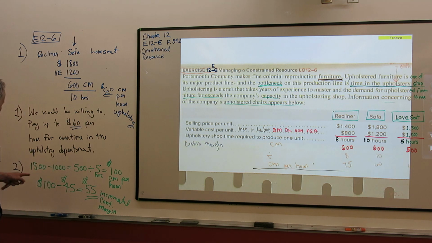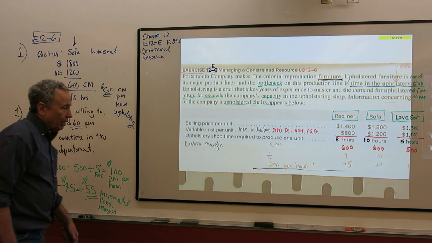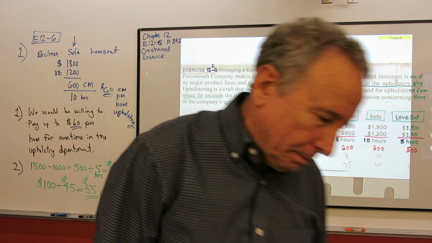Again, you have to think, yeah, I'm getting 100, it'll cost me 45, but you're going to make even more because it won't cost you 1,000 anymore. That includes upholstery in it, so you've got to pull the upholstery out of that. If you can't see that, don't worry about it, I won't test you on it. That's 2, let's see what they say in 3.